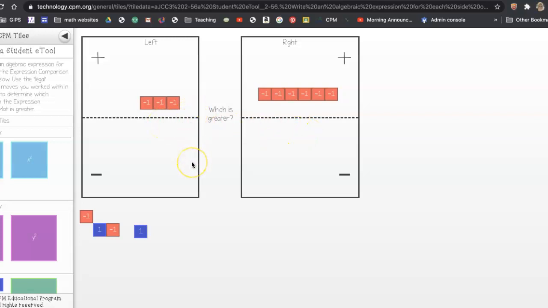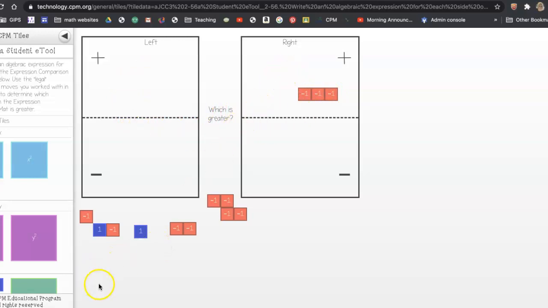If I wanted to take it one step further and simplify it as much as I could to make my comparison, I could take off the things that are alike on both sides. Well, I have a negative and a negative. I have a -1 and another -1. And then I have this -1 and this -1. So completely simplified, I have 0 now on my left and -3 on my right, which still holds true that the left side is greater than the right.